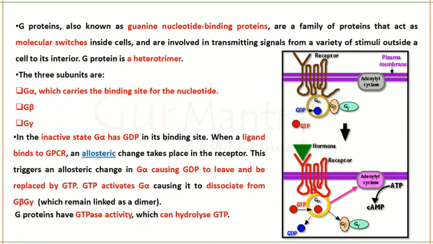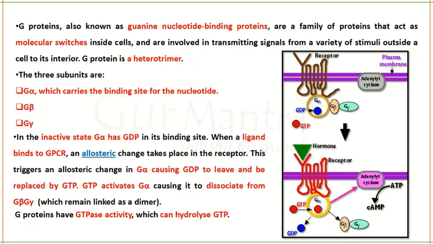Next we are going to understand what is a G protein. G protein is also known as guanine nucleotide binding protein, because this is a protein that will bind to a guanine nucleotide, that can be GTP or GDP. That's why its name comes from guanine nucleotide binding protein. It is a family of proteins that acts like a molecular switch. Molecular switch means there will be on and off inside the cell, and they are involved in transmitting signals from a variety of stimuli outside the cell to its interior.